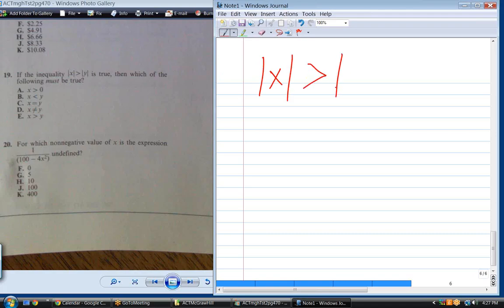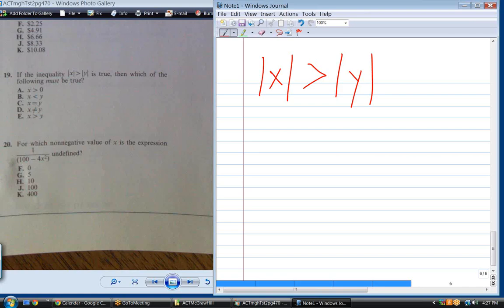Read this. Verbalize that inequality for me. Absolute value of x is greater than the absolute value of y. Okay, good. So what has to be true? First of all, does x have to be greater than 0? No, x could be negative. X could be negative 2, y could be negative 1.